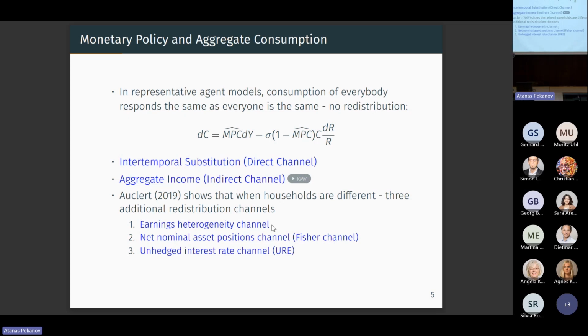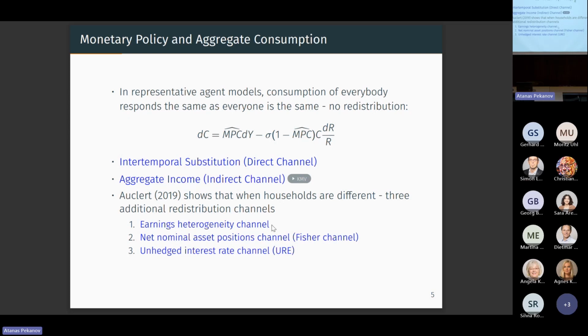The consumption response of everybody to a monetary policy change is given by this equation. Starting with the second part, there is an intertemporal substitution channel, the direct channel: the fact that the interest rate changes your decision how much to save and how much to consume. This is the classical channel, which basically dominates the representative agent model. In the representative agent Keynesian model, 95% of the total consumption response comes from this channel, from the fact that when interest rates change, you change your decision how much to save and how much to spend.